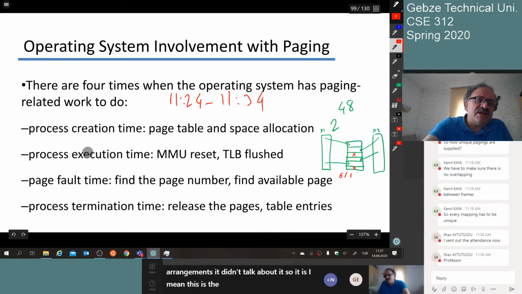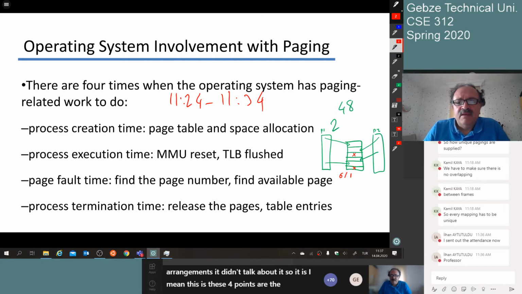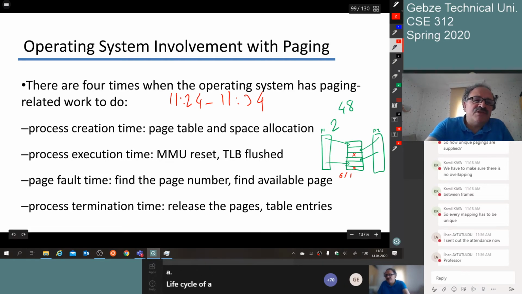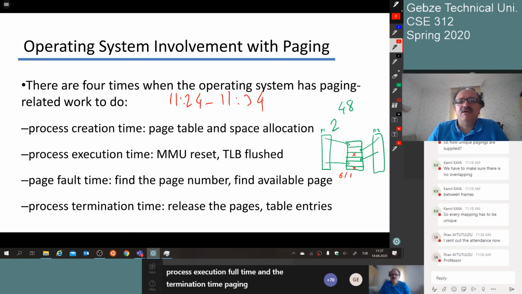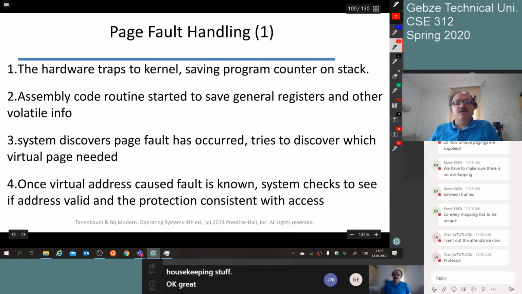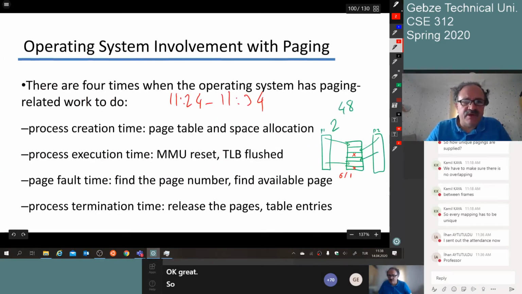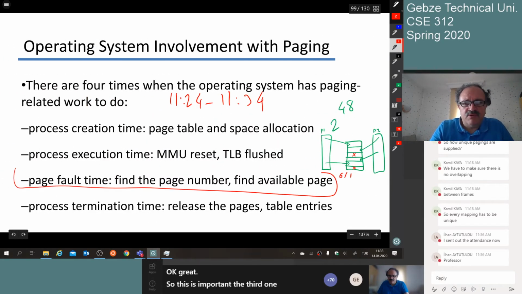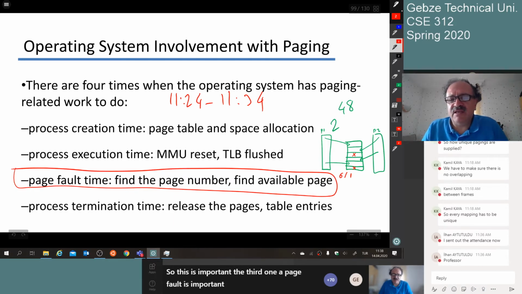These 4 points are the points of the life cycle of a process: process creation, process execution, page fault time, and the termination time. The paging daemon is not dependent on the process life cycles. It can kick in any time, even if there are no user processes available. It may kick in and do some housekeeping. So this is important. The third one, page fault, is important. Let's look at what happens with page faults.